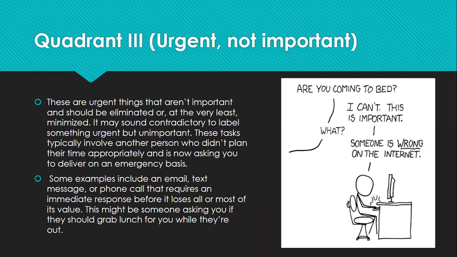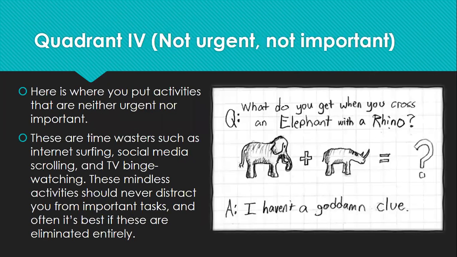This might be someone asking you if they should grab lunch for you while they are out. So, all in all, these are tasks which are not really important for achieving your main goal, nevertheless, they are urgent ones. And finally, the last one is not urgent and not important.